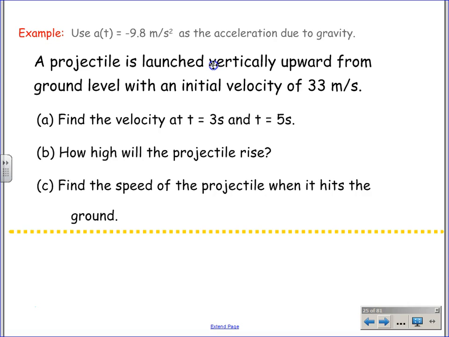Projectile is launched vertically upward from ground level with an initial velocity of 33 meters per second. Pause before we go any further. What do we know? Acceleration is constant. Good. And they're telling us negative 9.8. I think I told you that because meters per second is the unit that they're using. We know acceleration is constant. Good. What else do we know?